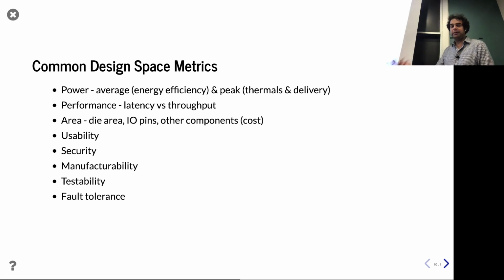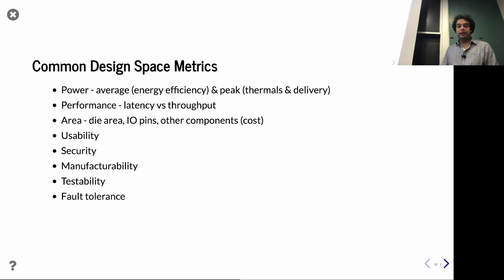And of course, there's cost. That's where area comes into this, right? It's like how big of a chip am I making, or how many I/O pins do I need? These other kinds of things, right? So okay, PPA is the usual knee-jerk response people have when they think about metrics, but that's only 3 on this list I made of what, 8, 9, right?